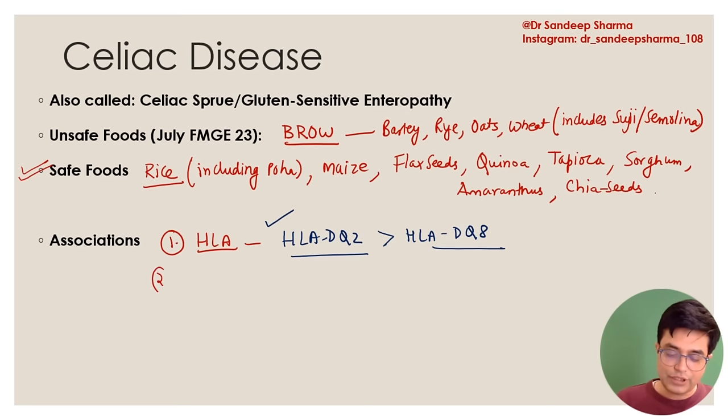Second association includes, if you remember, a dermatological condition in children where vesicobullous lesions are produced and it responds to gluten-free diet, called dermatitis herpetiformis.